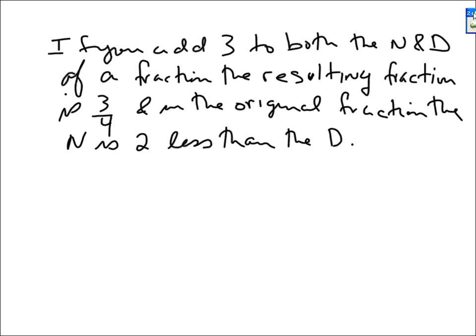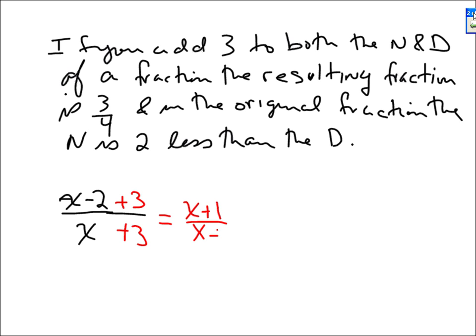So let's write down the original fraction. The numerator is 2 less than the denominator. So let x be the denominator, and the numerator is 2 less. That's the original fraction. But then we add 3 to the top and the bottom, which gives us x plus 1 over x plus 3. And this is 3 over 4.